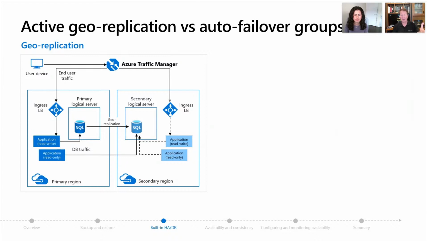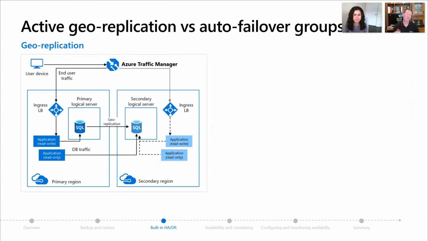Your read-write traffic is going to this primary. But you could do failover, right, to a secondary server, and using something like Traffic Manager, you can redirect your app for write purposes into the secondary server. But you do have read-only traffic, right? And read-only traffic is really interesting because it can occur, obviously, on the secondary.